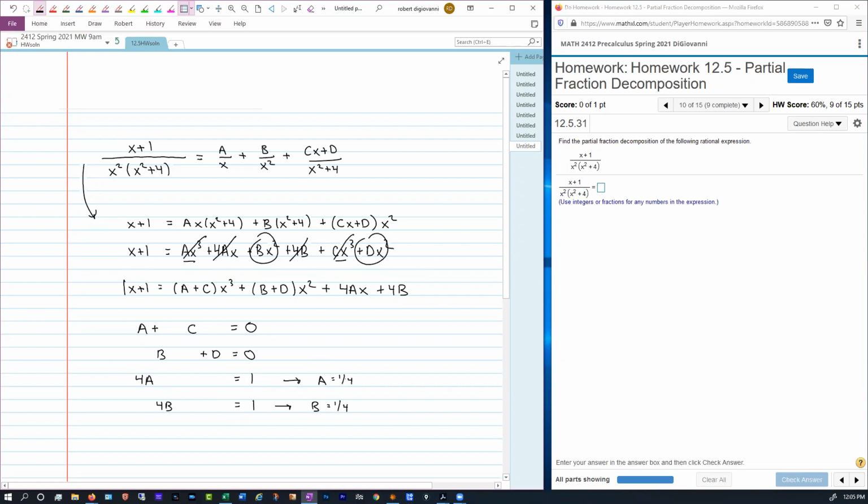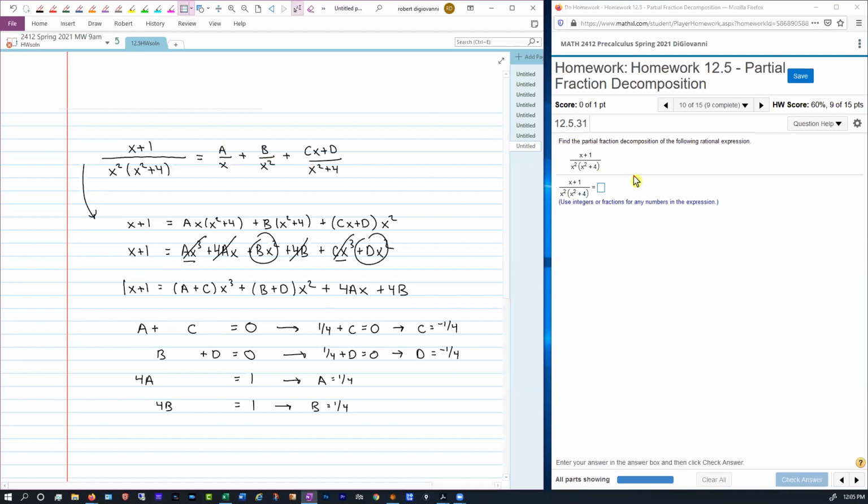And once we know what those are, it's easy to get the next two. So using this one, I know if a is 1/4, it's 1/4 plus c equals 0. So moving the 1/4 to the other side, you get c is negative 1/4. And then this one, if I know b is 1/4, 1/4 plus d equals 0 means that d is negative 1/4. So we should be ready to type this in.